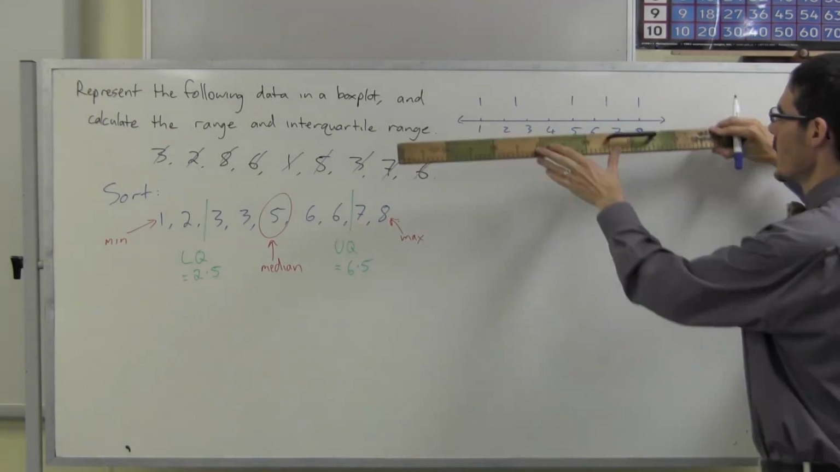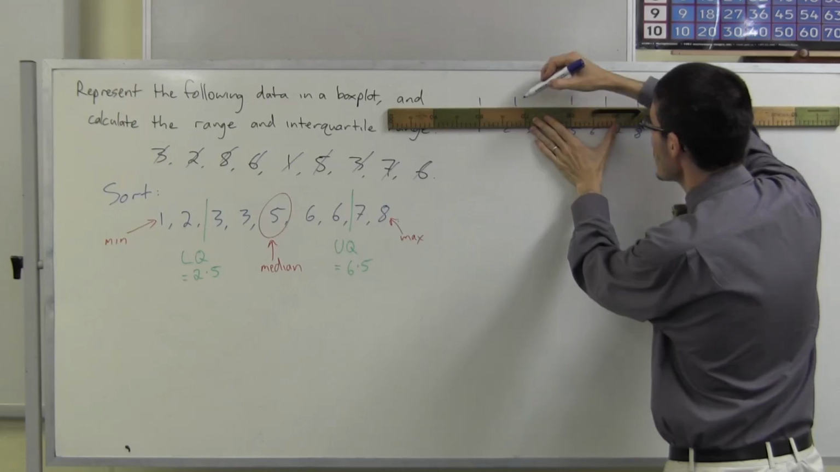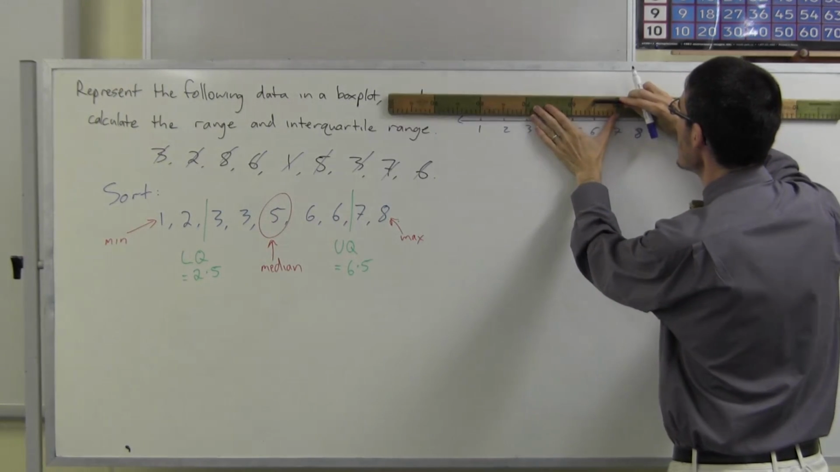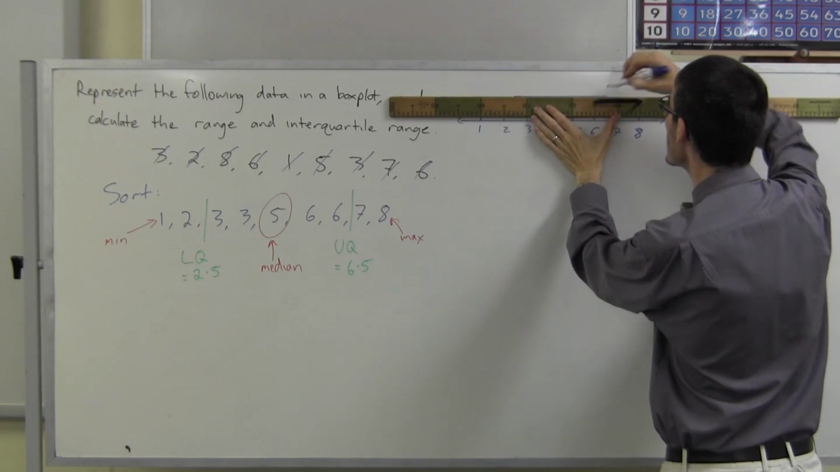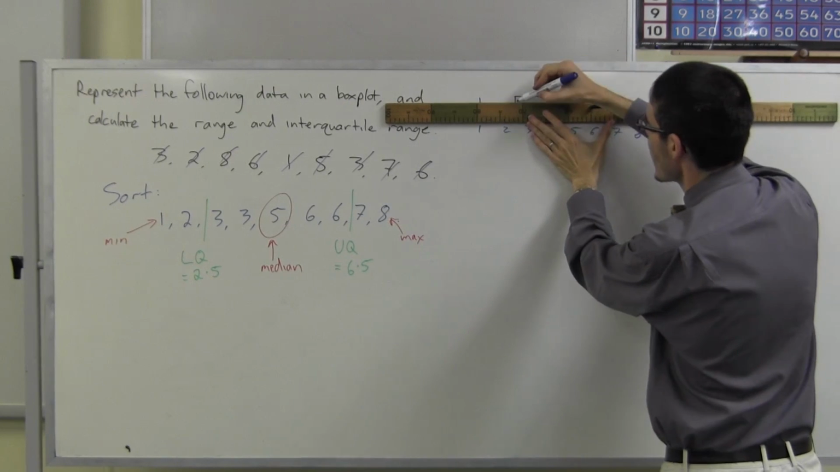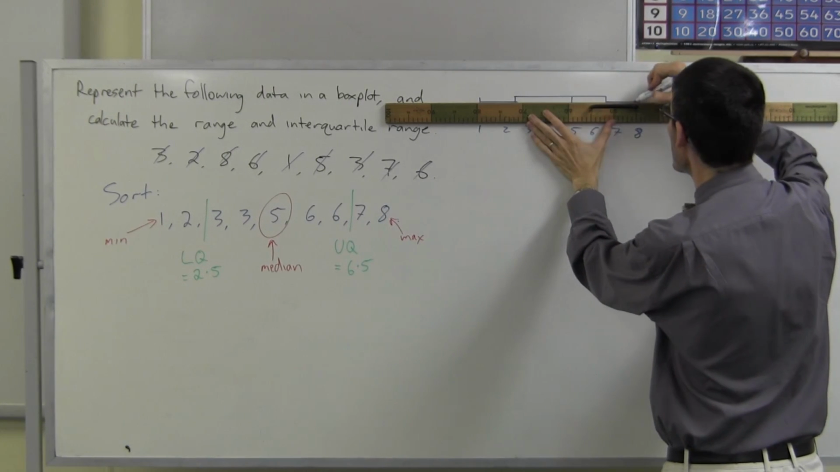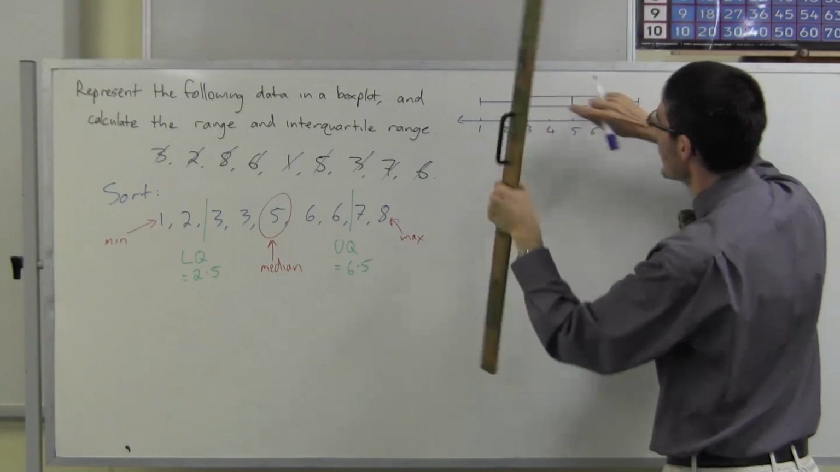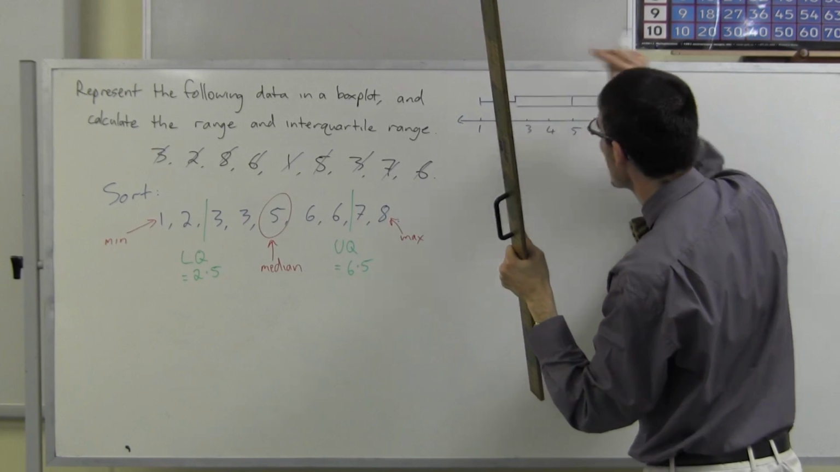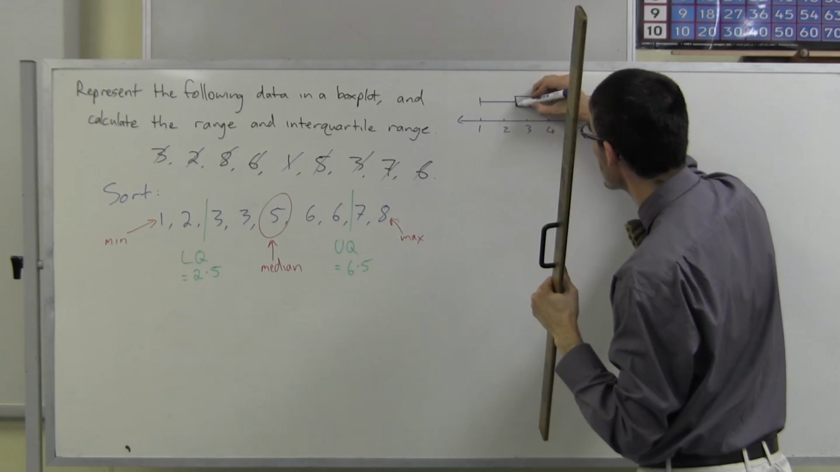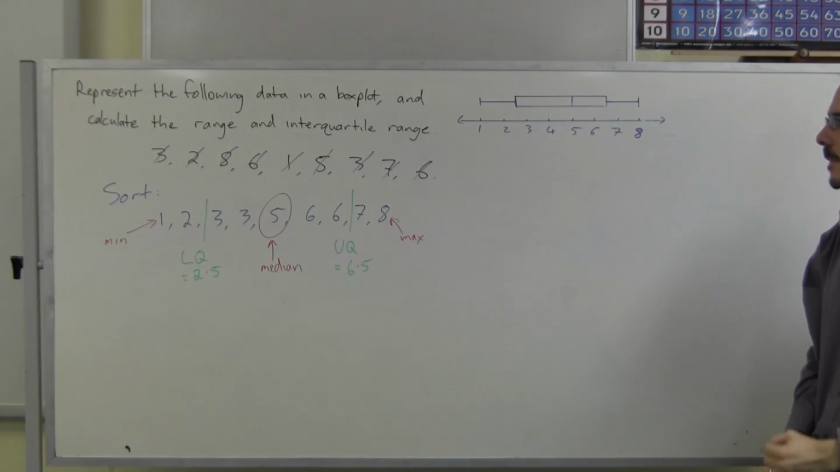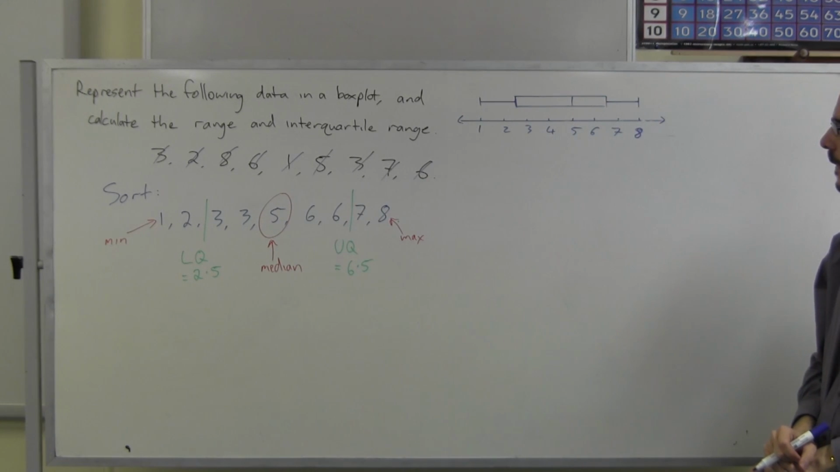And then all I have to do is join them up. Join up the box in the middle. And then draw whiskers out to the minimum and the maximum value. Just like that. Okay, have I finished answering the question yet?